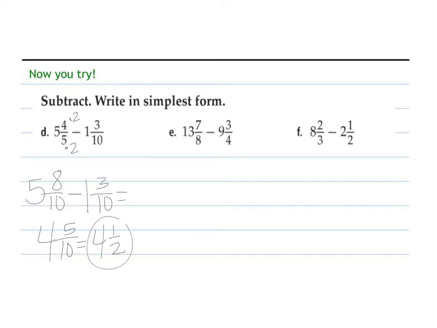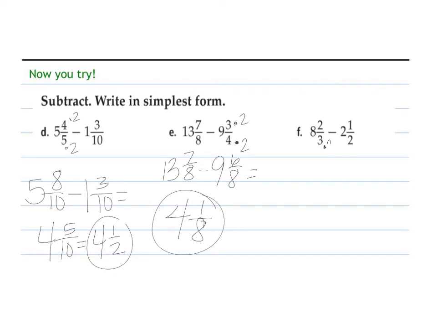And then 13 and 7/8 minus 9 and 3/4. So 8 and 4, I know 4 can go into 8, so multiply everything on that side by 2. 13 and 7/8 minus 9 and 6/8. So 13 minus 9 is 4, 7 minus 6 is 1, and keep the 8. 4 and 1/8.